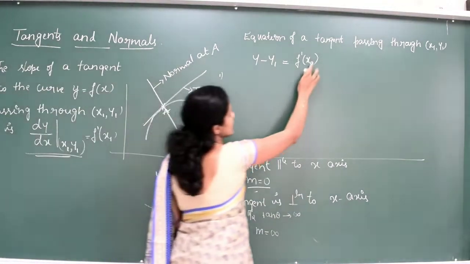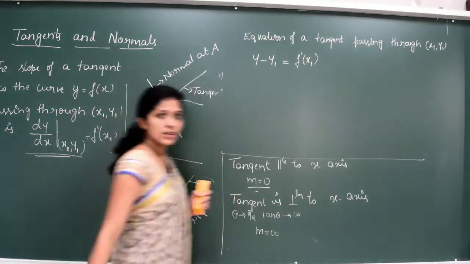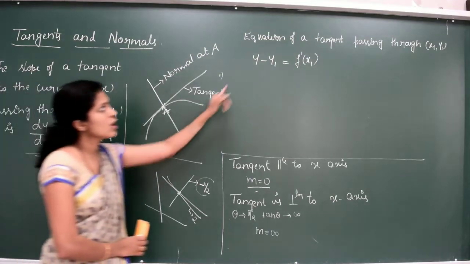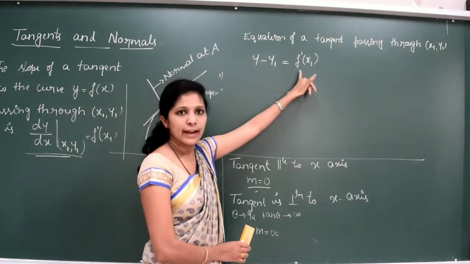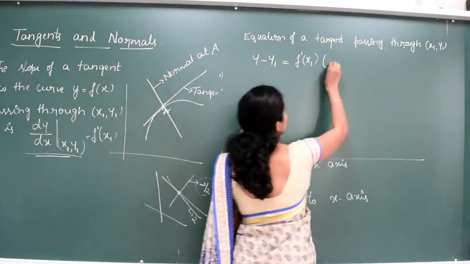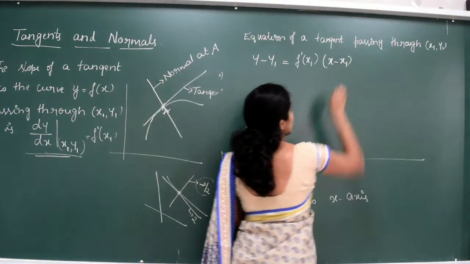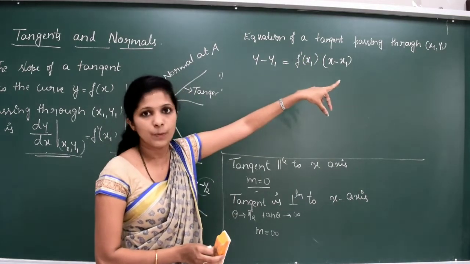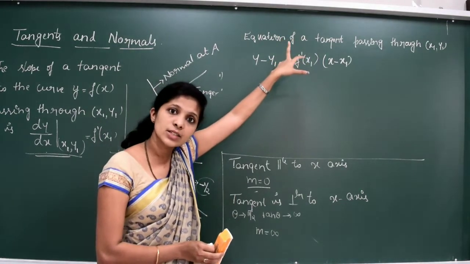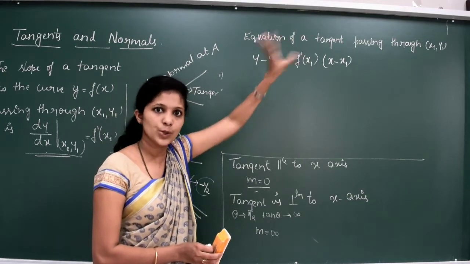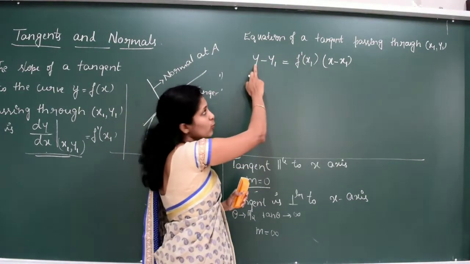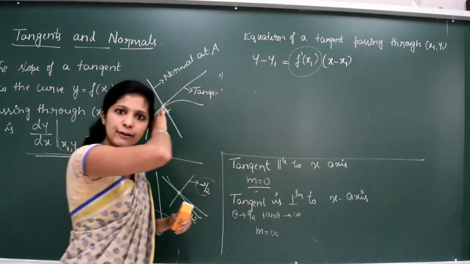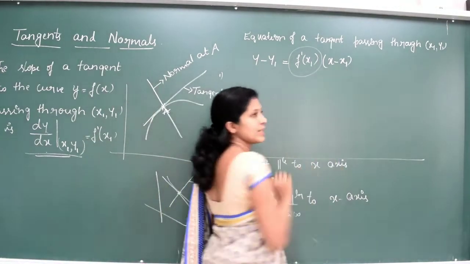So the point is x1 we have considered. Anyway, see here, dy by dx at the point x1, you can write that also. y minus y1 is equal to f dash of x1 into x minus x1. Is it clear? The equation of a tangent line which is passing through the point x1, y1. This is a tangent to the curve y is equal to f of x. What you have to do? You have to use the slope point form. y minus y1, m is f dash of x1. Then the remaining is the same, x minus x1.